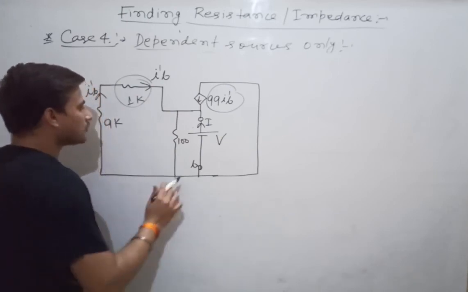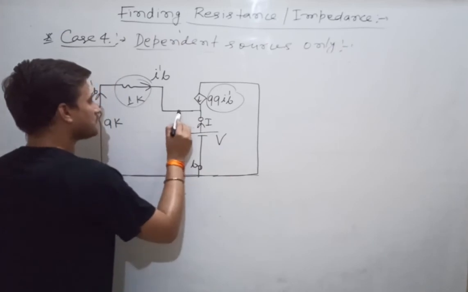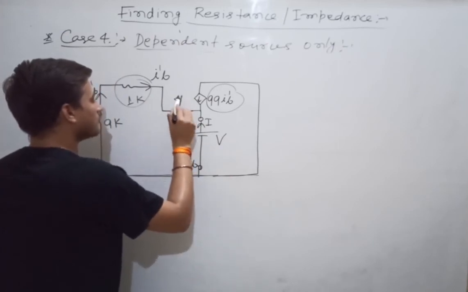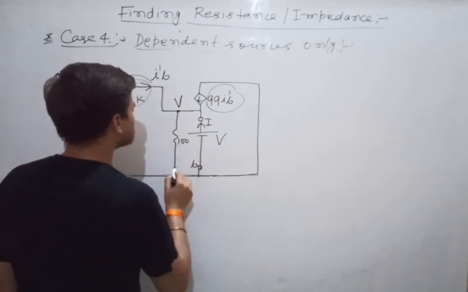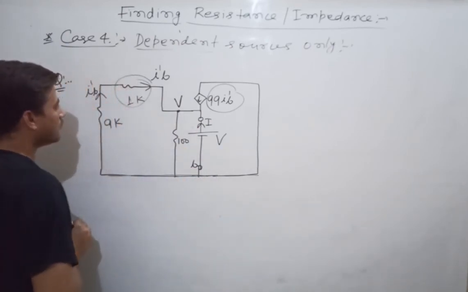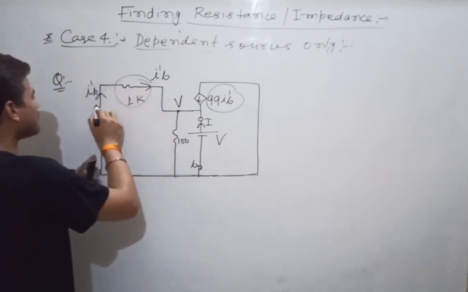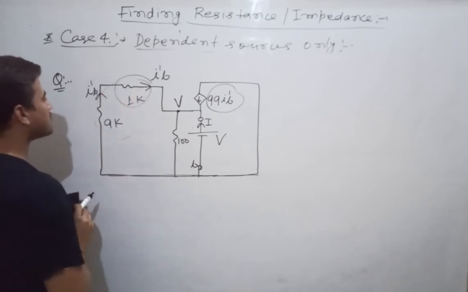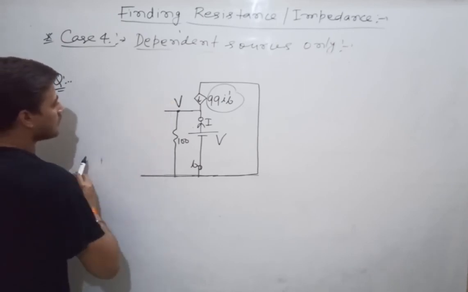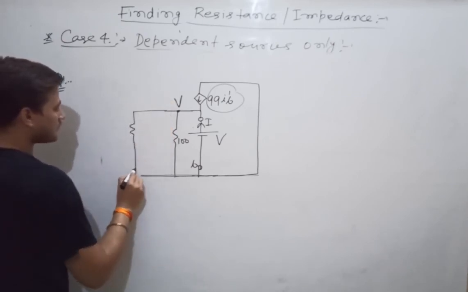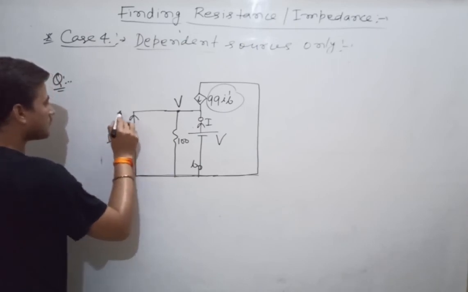You know this potential is V volt, and this is ground, so this potential will also be equal to V volt. Now you see that two resistors are connected here, so you can replace these two resistors by a single resistor. 1K plus 9K becomes 10K. The direction of current is this one.